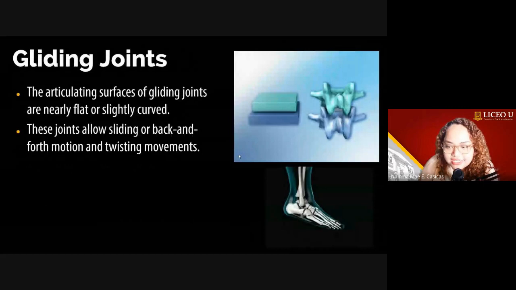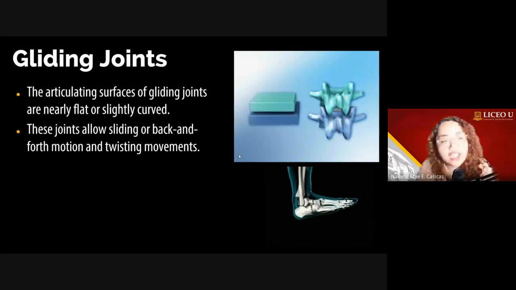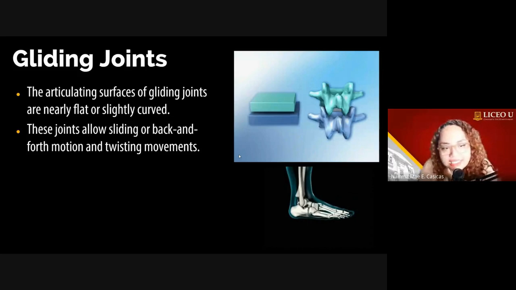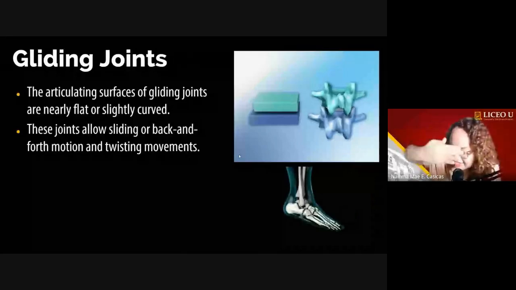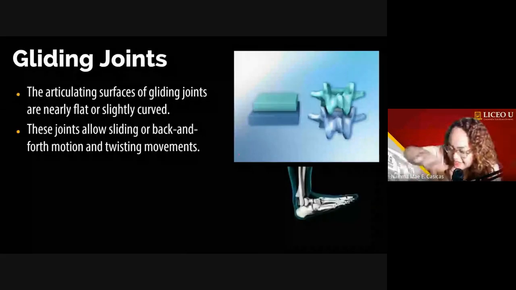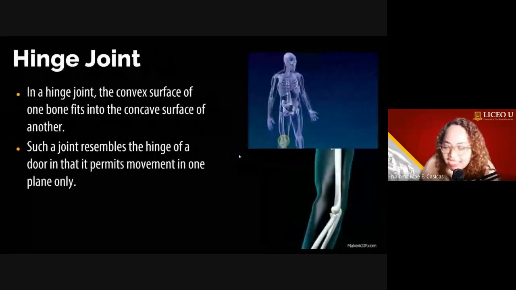Your gliding joints, nag-glide lang sila against one another, mag-slide lang sila against one another. These joints are found in your ankles. So, not a lot of range of motion happening there. Your hinge joint. Hinge.